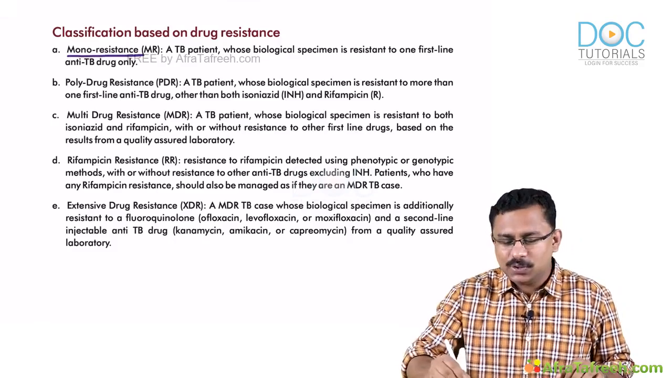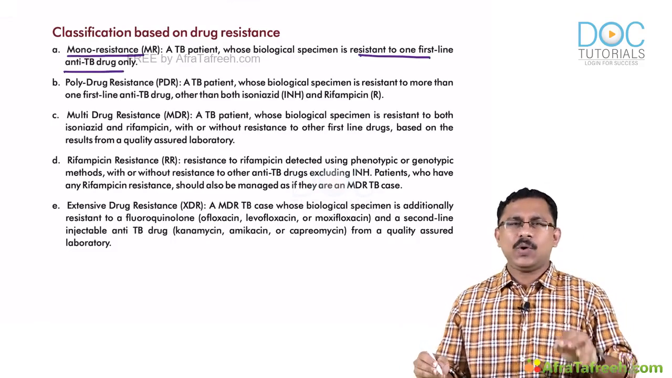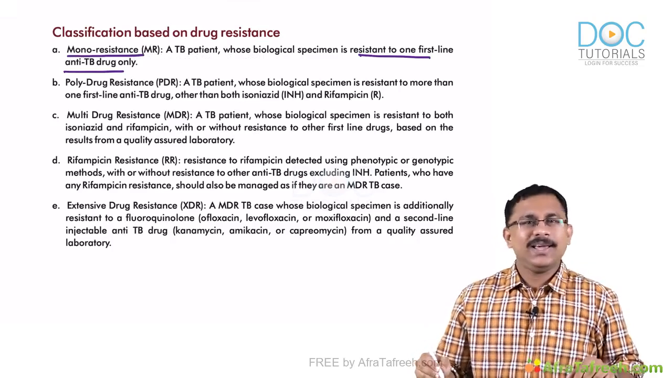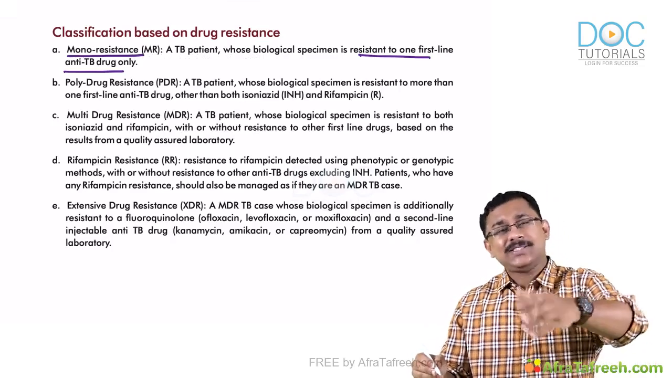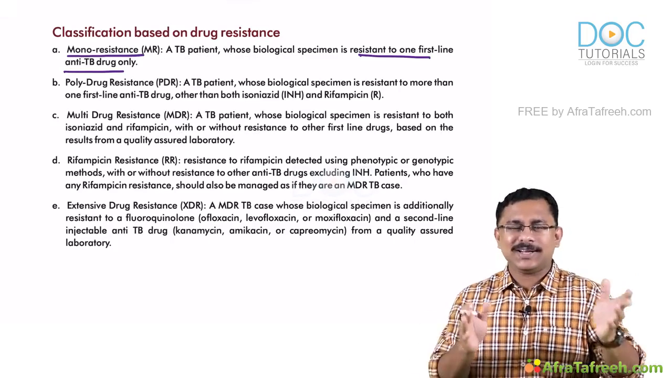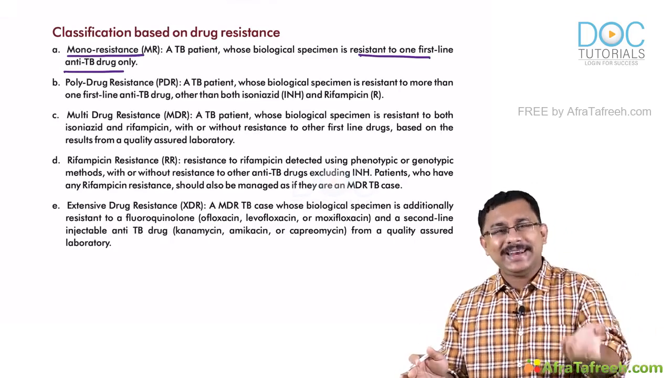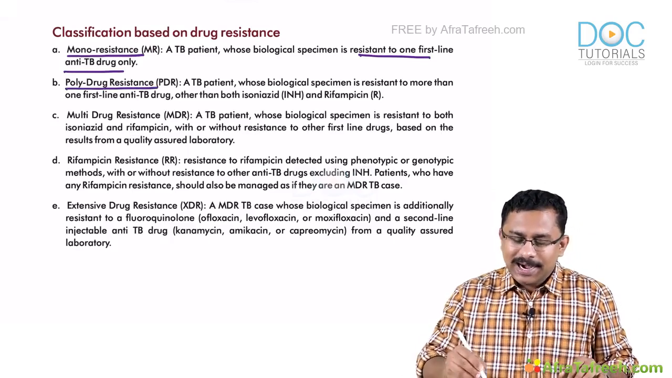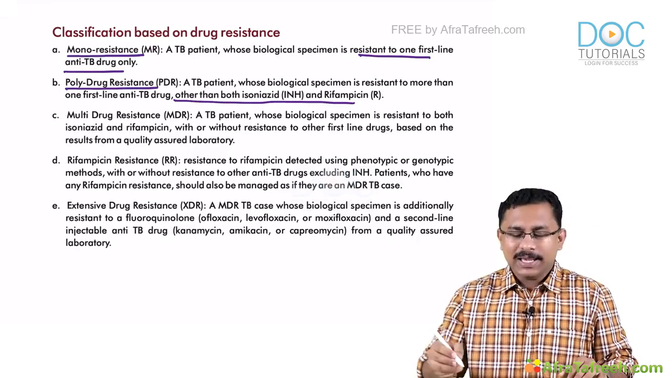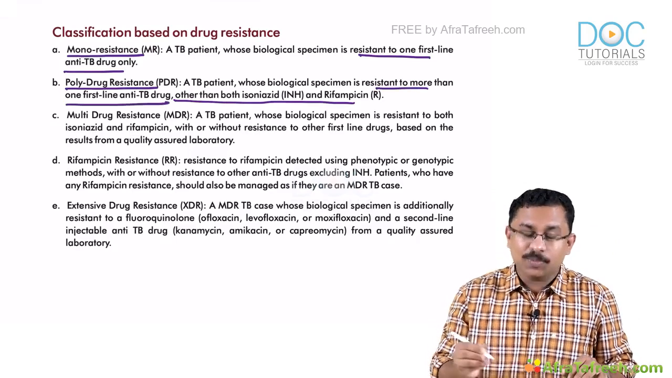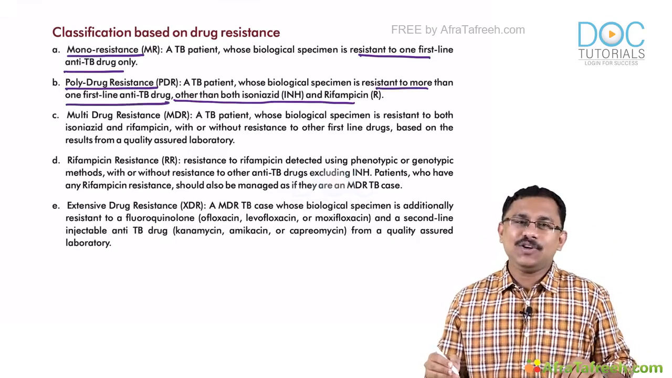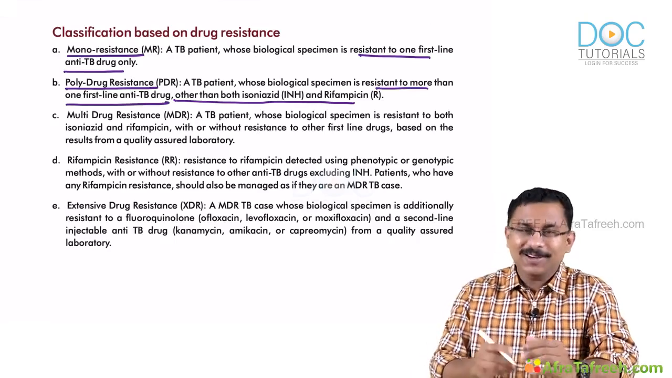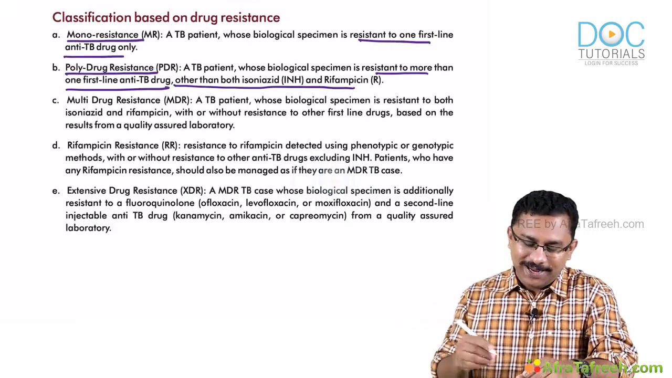Monoresistance means he is resistant to one first-line anti-TB drug. Okay, just one first-line anti-TB drug, that is your monoresistance. Even if it is rifampicin resistance, you can still call it a monoresistance. If it is resistant to INH, it is again just a monoresistance. Polydrug resistance means other than INH and rifampicin, if the person is resistant to more than one first-line anti-tubercular drug, that is when you call it polydrug resistant. These are all very important because we are just going to see the treatment in a short while.